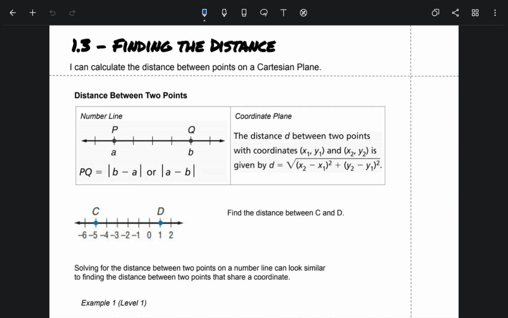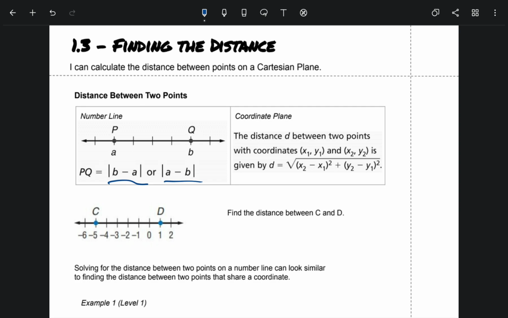So first, if you are trying to find the distance between 2 points on a number line, meaning it's only one number in both points, you're just going to subtract them like so, and then take the absolute value, which means make it positive.